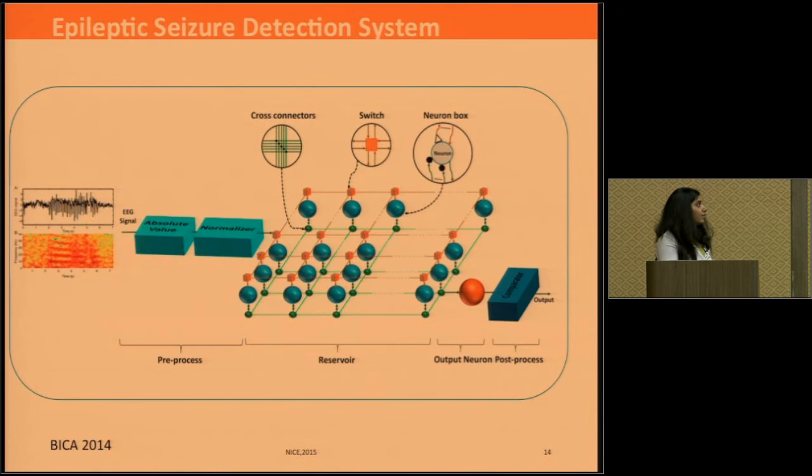And putting this all together, this is our framework for the seizure detection. We have the input signal and a pre-processing stage, which is a normalizing stage, and the actual realization of the reservoir and the output neuron, and some post-processing. Basically, the output neuron is looking for a threshold.